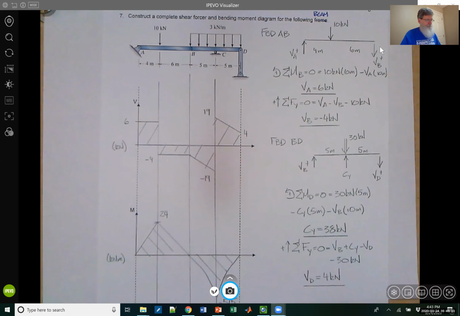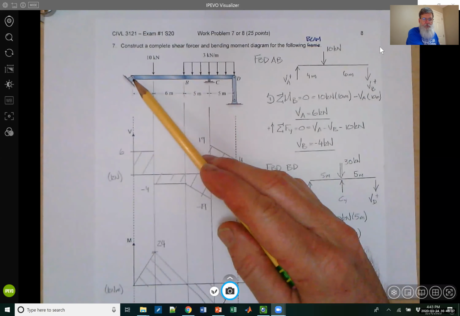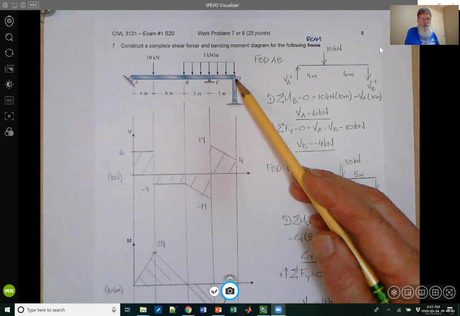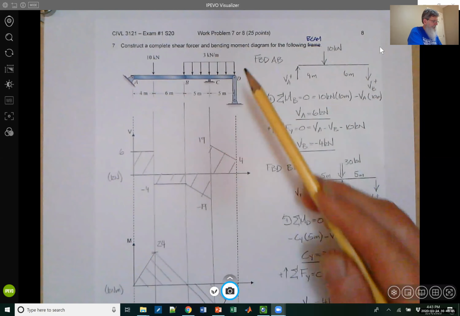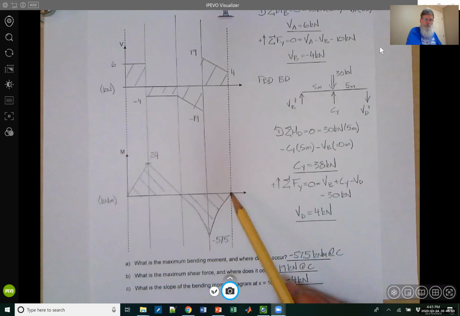So now on to the moment. So what do I know about moment? I know the moment at A, pin is 0. The moment at the hinge B should be 0. And the moment at D should be 0. So I got 3 target points. A is 0, B is 0, D is 0.